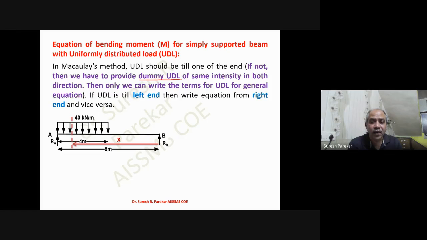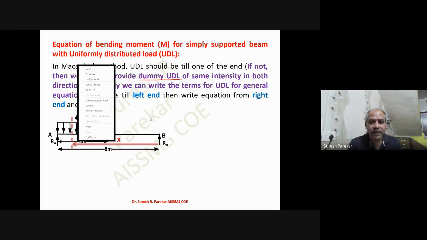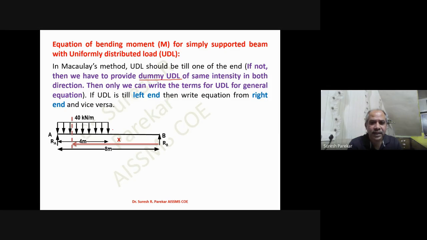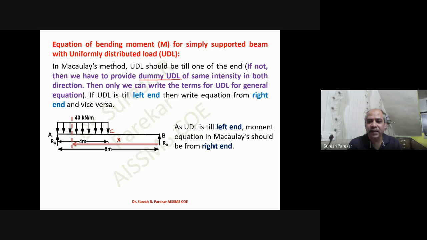Then we have first, that will be the region between B and C. So I will mention this as C, B to C, because till B to C we have only RB into distance, that will be bending moment. But if you see from C to A, then you have RB also and UDL also. So what will be my equation? As UDL is still left hand, we have to consider equation from right hand.